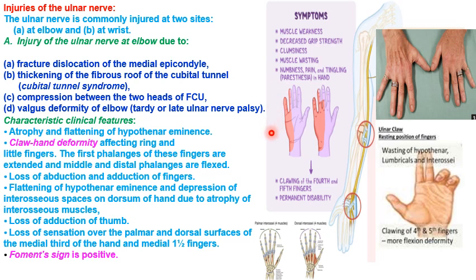So these are all the signs and symptoms that are seen when the ulnar nerve is injured at the elbow. And the Froment sign is positive. We will see what the Froment sign is in the later part of the video.